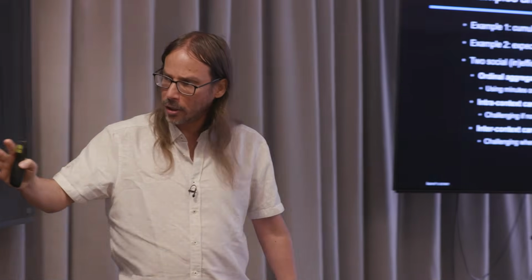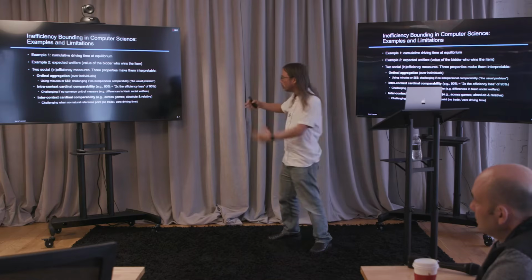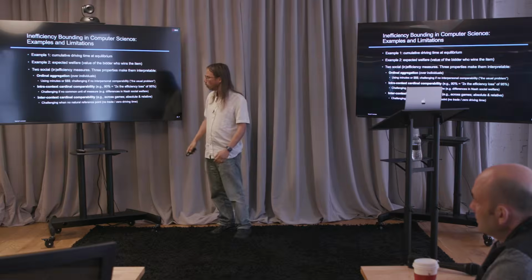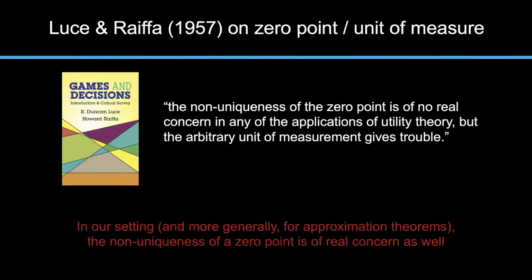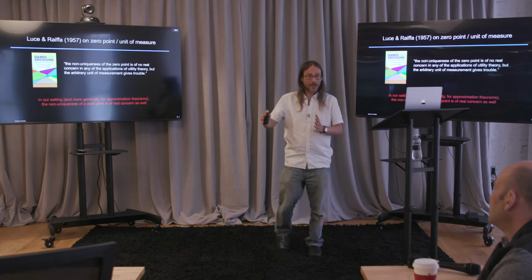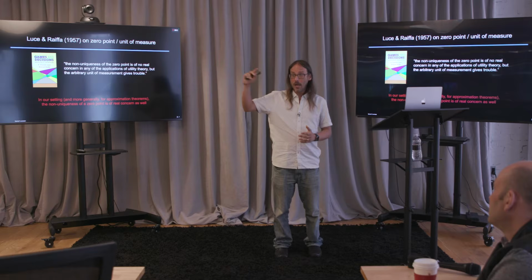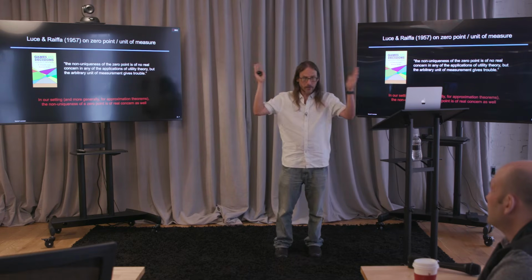So this is another challenge that one would have to contend with if they would want to define this in a general way. And I should note here, again from Luce and Raiffa, they say the non-uniqueness of the 0 point is of no real concern in any of the applications of utility theory, but the arbitrary unit of measure gives trouble. And I will add here that in our setting, and more generally for any approximation theorem, the non-uniqueness of the 0 point is of a real concern as well. If you shift everything by 5, the optimum remains optimum. The ratio between optimum and something else goes crazy.